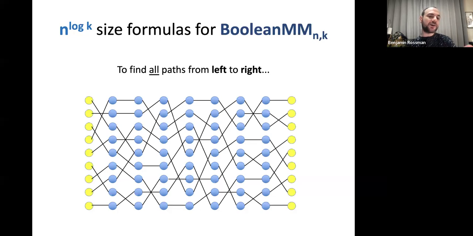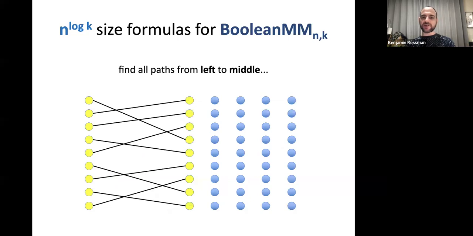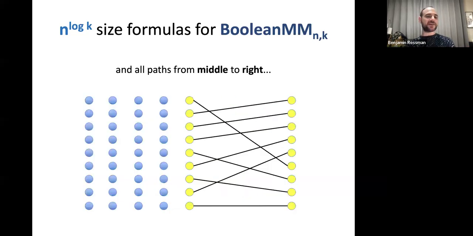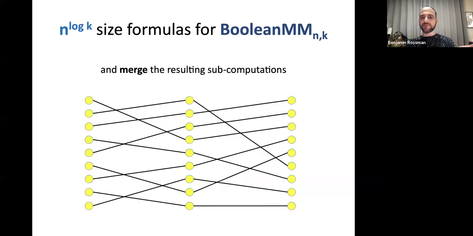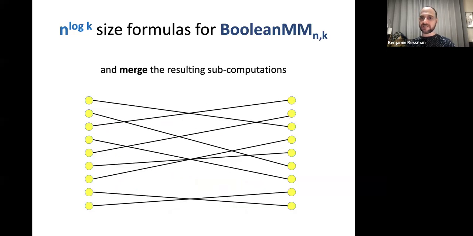The idea is to find all paths from the left to the right. We find all paths from the left to the middle and all paths from the middle to the right, and we merge the resulting subcomputations by performing a single Boolean matrix multiplication. If you just unfold this recursion into AC0 formulas, you get something like depth 2 log k and size n to the log k.